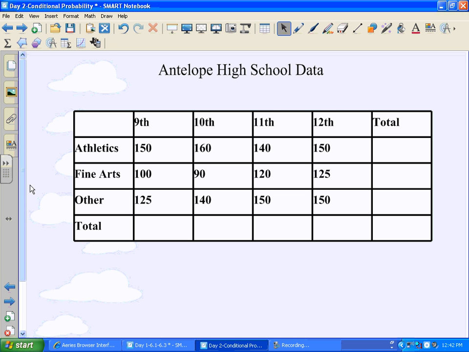So we got, does it match? Okay, good. Antelope High School data. Hopefully you just see it's a data chart here.